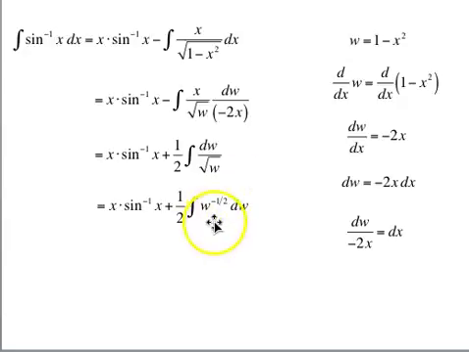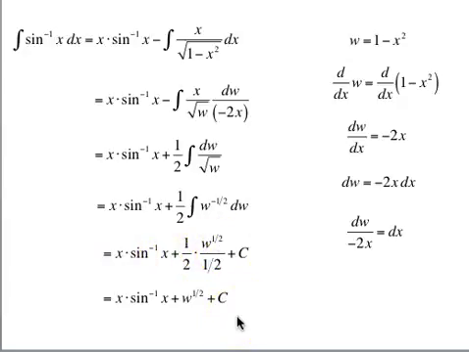Now we have to use the power rule, increase the exponent by 1. So that would be w to the negative 1/2 plus 1 over negative 1/2 plus 1. But negative 1/2 plus 1 is 1/2. So this integral is w to the 1/2 over 1/2. What's nice about that is this 1/2 and that 1/2 will divide out, and I get x inverse sine of x plus w to the 1/2 plus c.